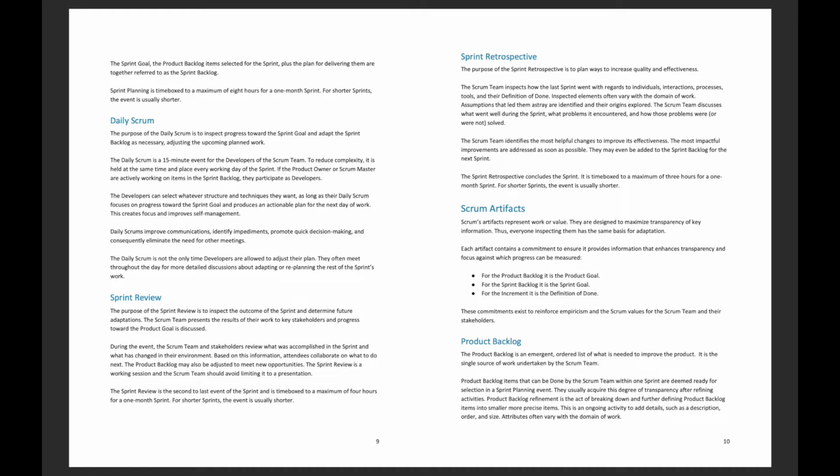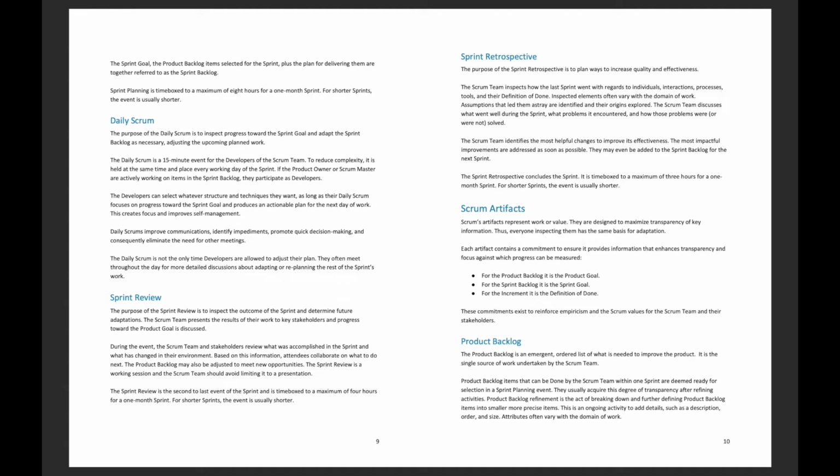Sprint Review. The purpose of the sprint review is to inspect the outcome of the sprint and determine future adaptations. The Scrum team presents the results of their work to key stakeholders and progress towards the product goal is discussed. During the event, the Scrum team and stakeholders review what was accomplished in the sprint and what has changed in their environment. Based on this information, attendees collaborate on what to do next. The product backlog may also be adjusted to meet new opportunities.